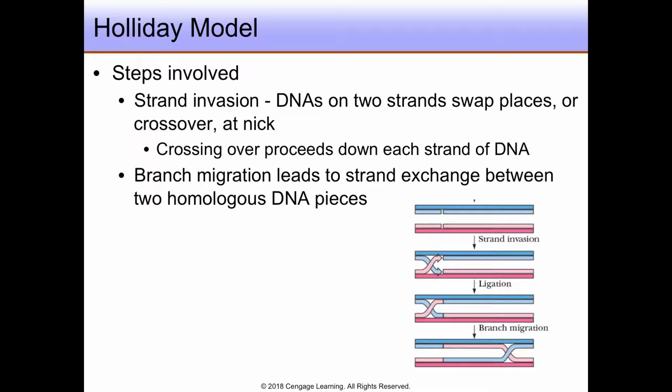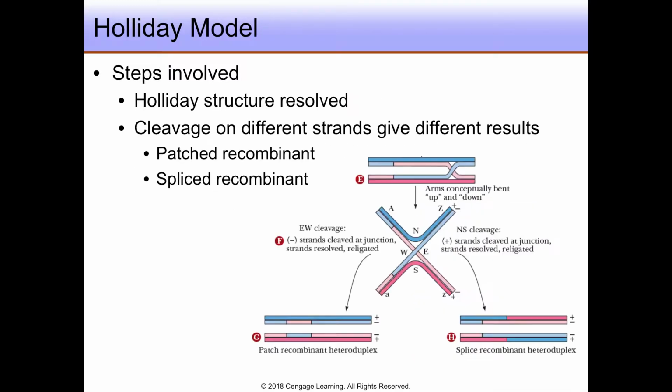As the two strands cross over at the nick, strand invasion occurs. The two strands begin to swap positions at that point. As branch migration proceeds, strand exchange occurs between the two DNA pieces. As you can see in the figure, the exchange only occurs from the nick downstream.